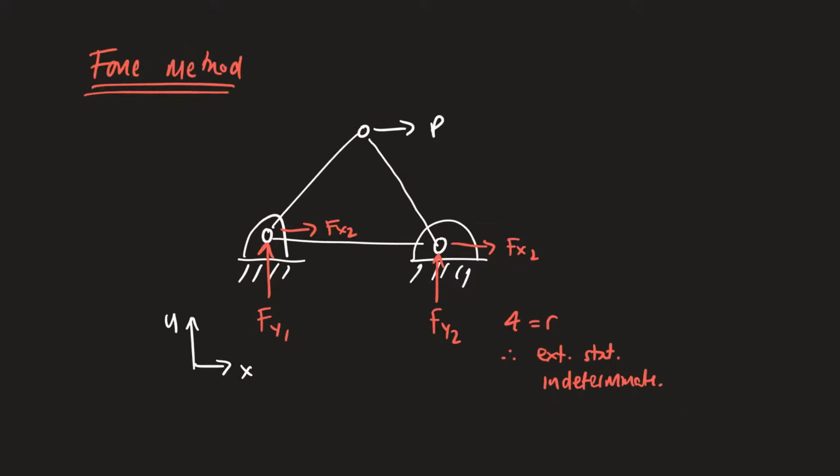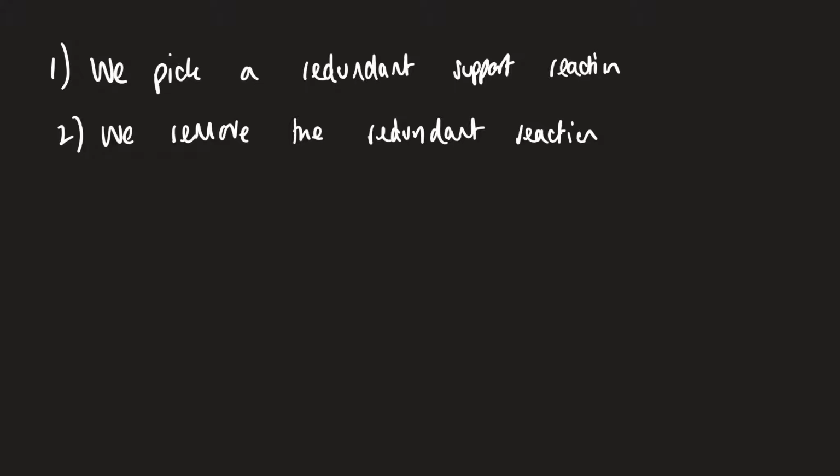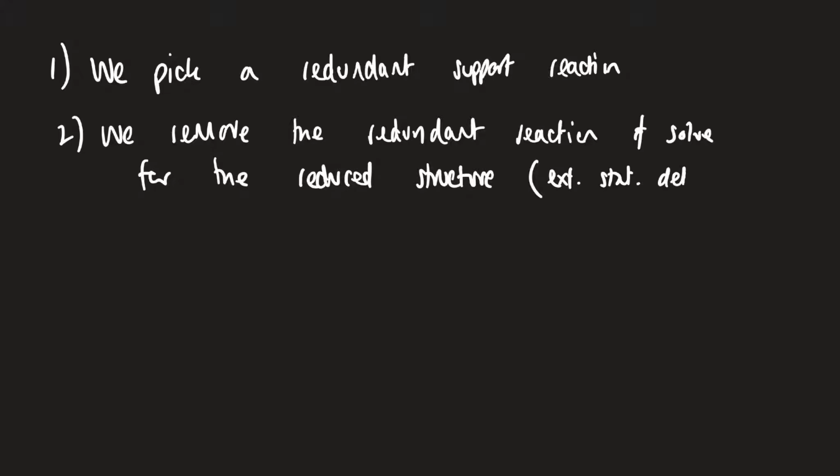So how do we solve this? Let's remind ourselves how we use the force method. 1, we pick a redundant support. 2, we remove it, and then we solve for this new equivalent structure, which we'll call the reduced structure, because that one's now going to be externally statically determinate. 3, we see how much the whole structure moves in the direction of the force that we removed.